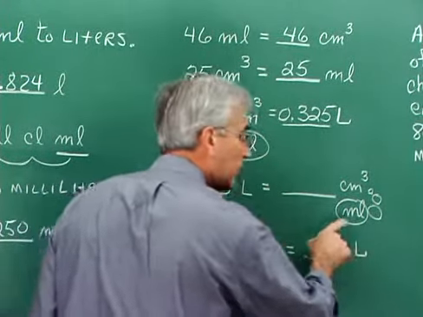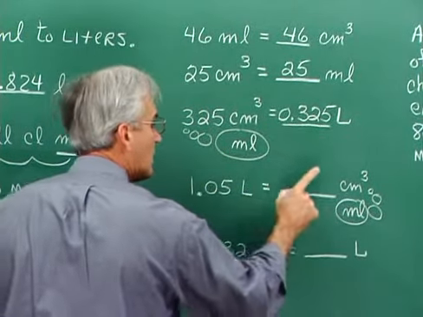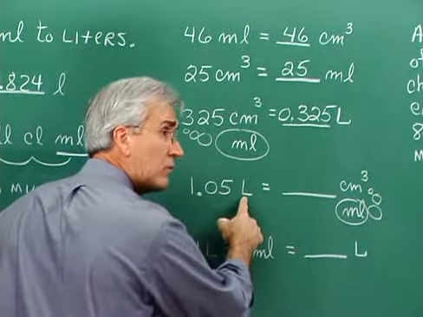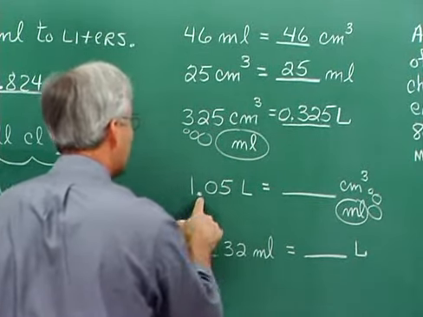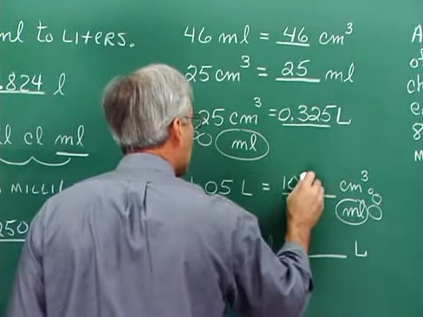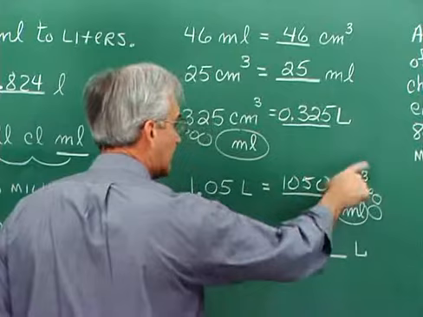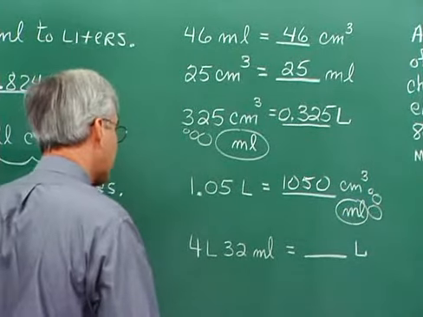We're going to a smaller unit. There'll be more of them. We multiply to get more. The number of milliliters in a liter, 1,000. We're multiplying by 1,000. Slides this decimal point 3 over to the right. 1, 2, 3. So we have 1,050 milliliters, or 1,050 cubic centimeters for the conversion.